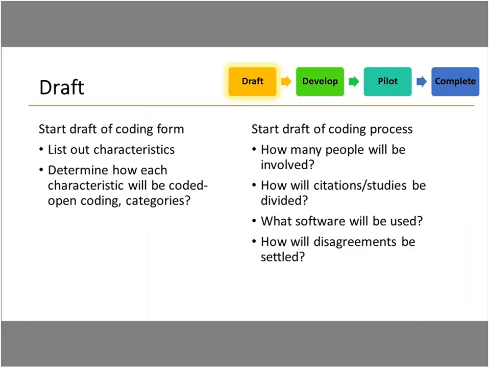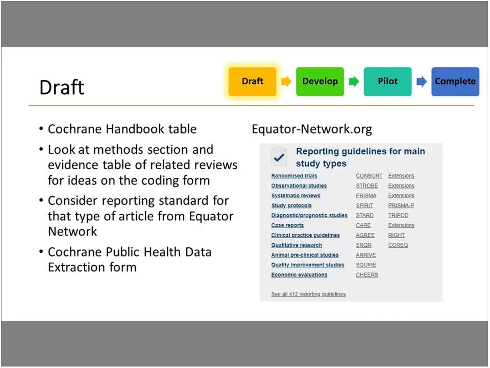They will also have to report how many people were involved in this process, how the studies were divided, what kind of software they used, and how disagreements were settled. This is what they'll have to write up in a paragraph describing this. And we're going to look at some examples as we go through today.